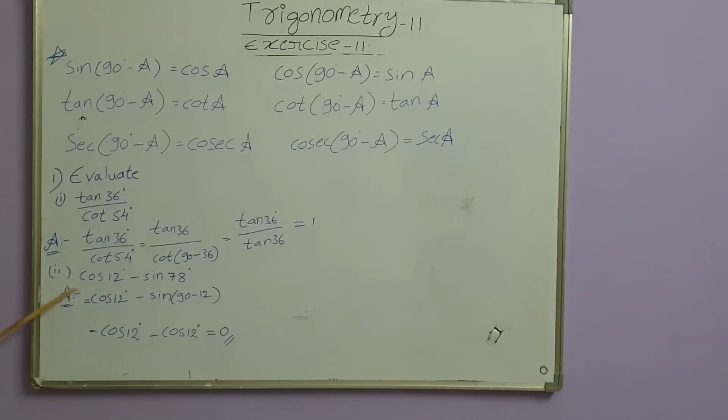Next one, second one in this: cos 12 degrees minus sin 78 degrees. Cos 12 degrees minus sin(90 minus 12), which is 78. So sin(90 minus a) is cos a. So sin(90 minus 12) is cos 12. Here cos 12 minus cos 12 is 0.